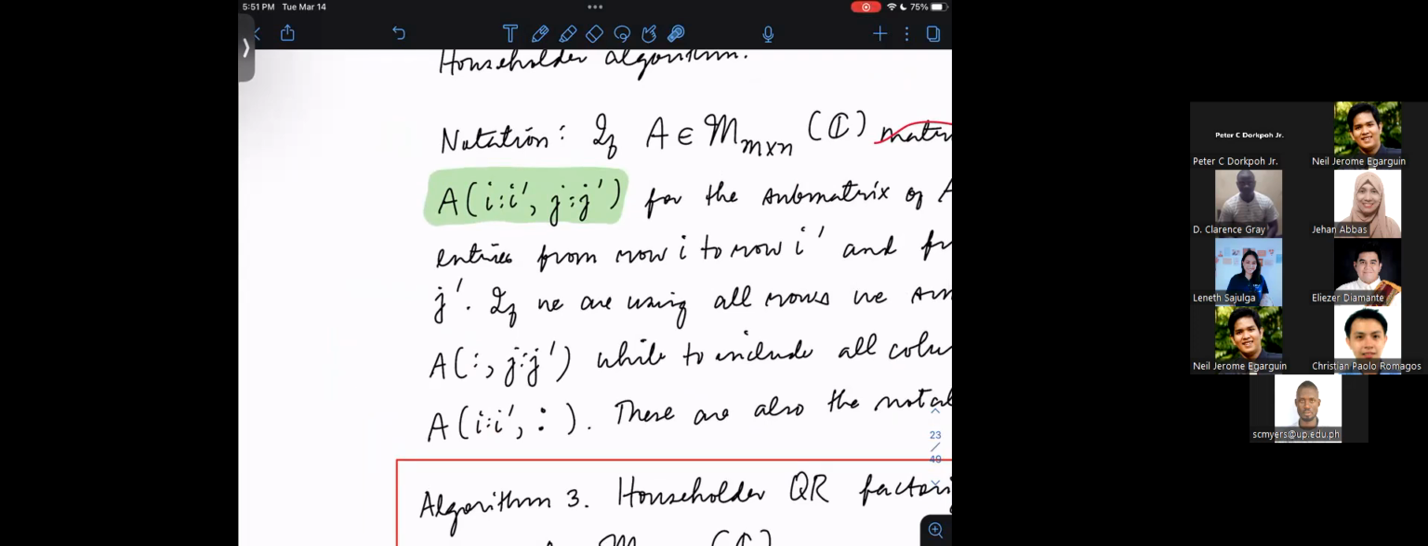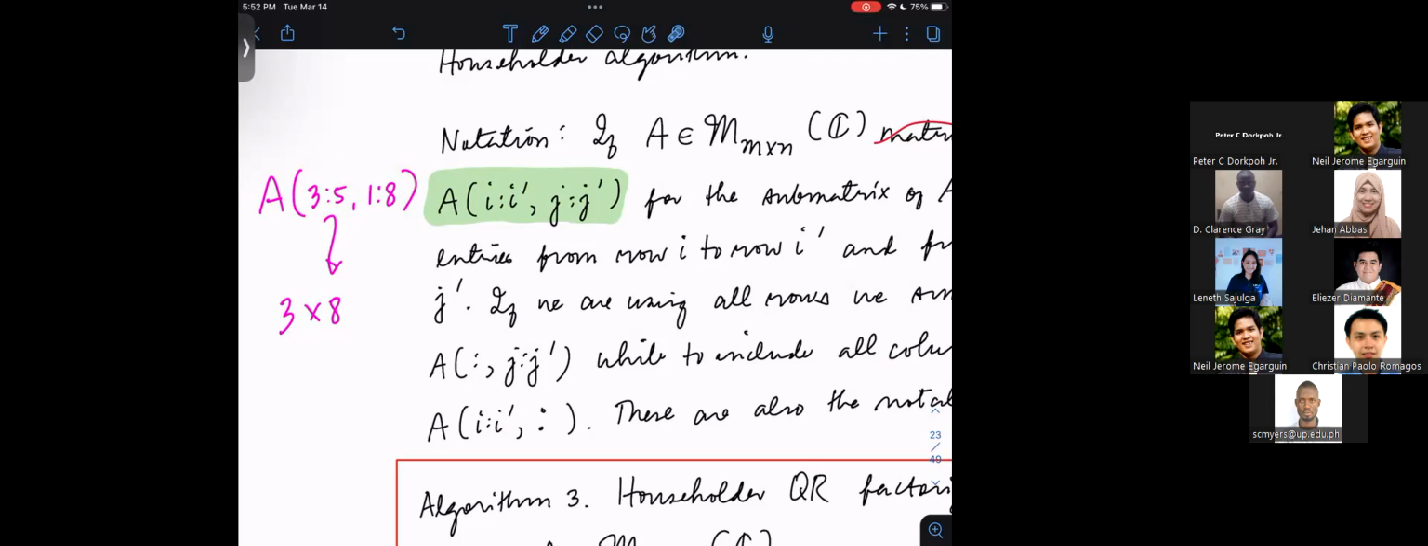So for instance, if I write A of 3 to 5 and then 1 to 8, 1 colon 8. So this is the matrix A, but I will only retain the 3rd to the 5th row and the 1st to the 8th column. And then I'll erase everything else, right? So what would be the size of this matrix? I'll have rows 3, 4, and 5, so we'll have 3 rows in all, and then we'll have 8 columns. So this will just be the 3 by 8 matrix coming from A, where we only retain the 3rd to the 5th rows and the 1st to the 8th columns. Okay. Is that notation clear? Because this will appear several times in algorithm 3.